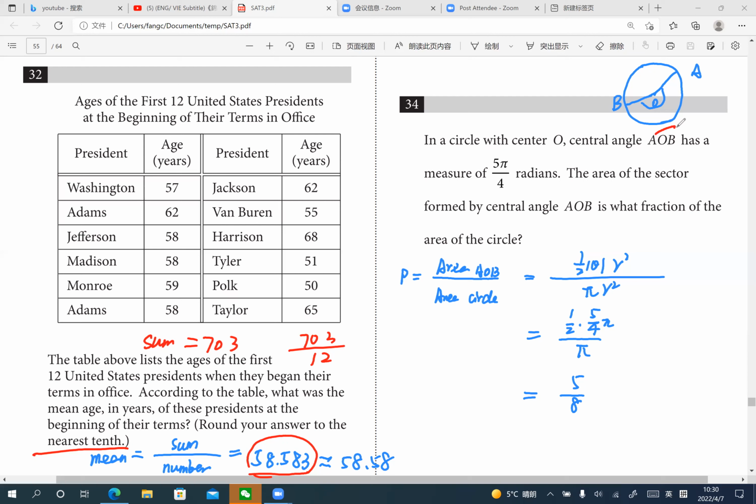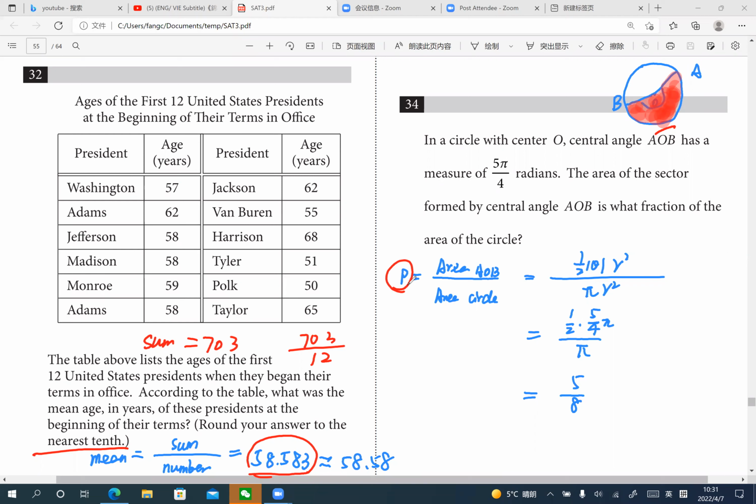The area of the sector formed by central angle AOB, what fraction of the area of the circle? So this is the area of the sector formed by the central angle AOB. Now we just need to find the fraction of the area of the circle.